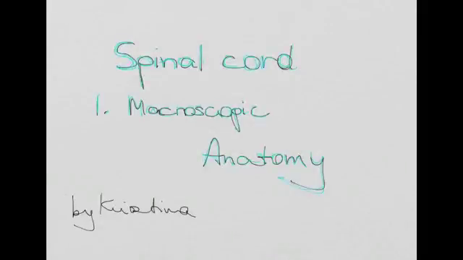This video will describe the topographical anatomy of the spinal cord. The spinal cord extends from the foramen magnum to the L1 to L2 vertebrae. It is the continuation of the medulla oblongata of the brainstem rostrally. It gives rise to 31 pairs of spinal nerves. It is described as a segmented structure, though physical segmentation is not visible.